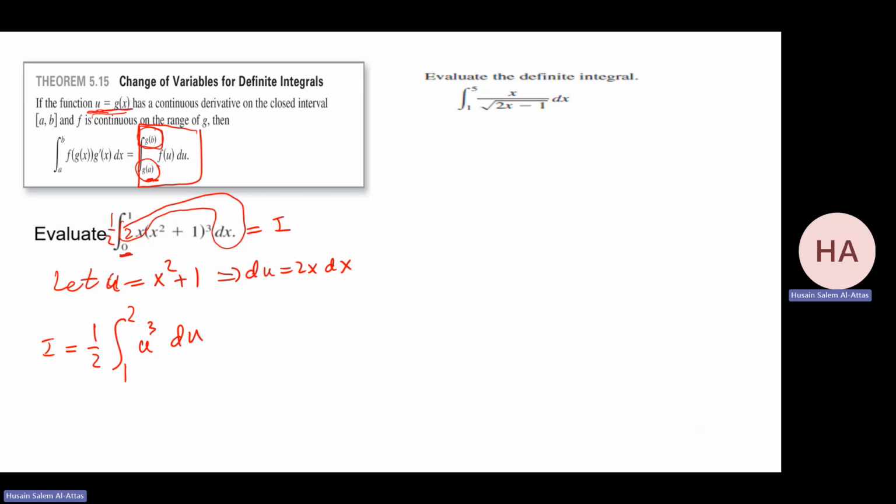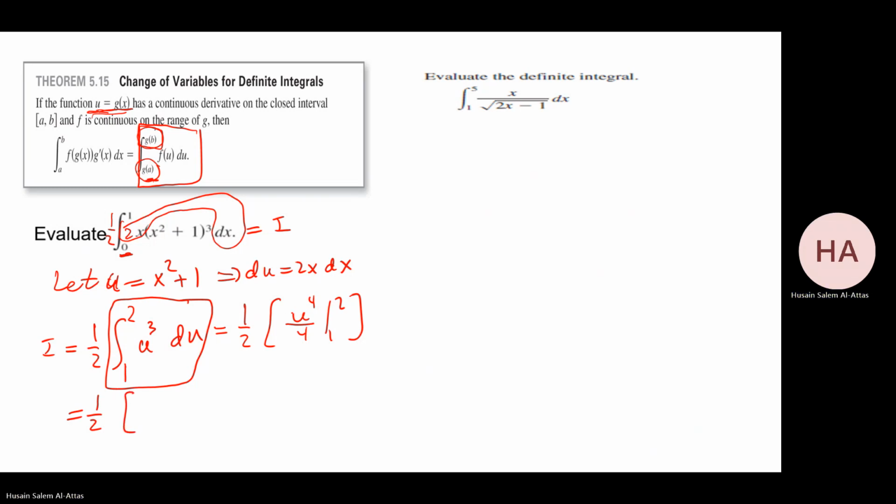Okay. So that gives me what? I will do now the integration, like what I was doing before. So I have half, this is u to the power 4 over 4 from 1 to 2. So that will be half times what? 2 to the power 4 is 16 over 4. That will be 4.